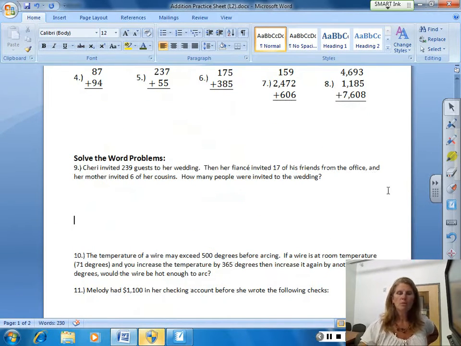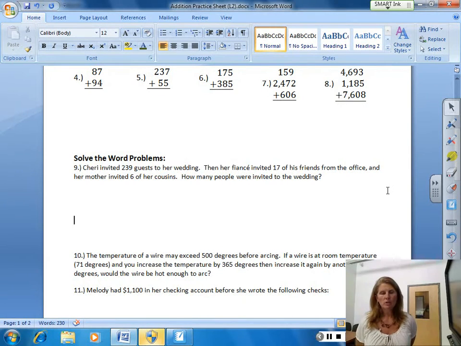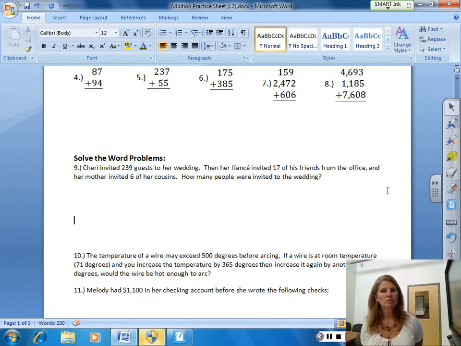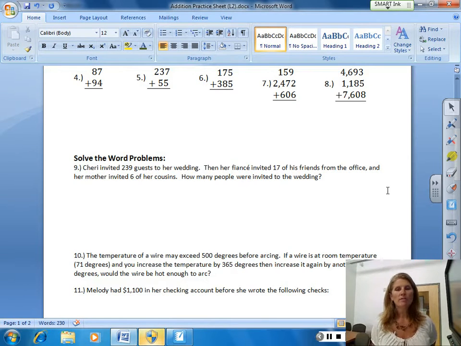This problem says Sherry invited 239 guests to her wedding. Then her fiance, that's the person she's going to marry, invited 17 of his friends from the office, and her mother invited 6 of her cousins. How many people were invited to the wedding? So in this problem, it doesn't give you any of those keywords. You just have to read it and say, what would I feel like I should be doing here? And what you should be doing is adding up, right?